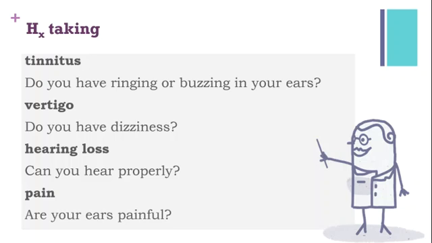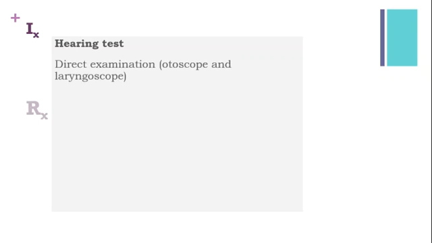With our next slide, we are going to have a look at the main diagnostic tools. A hearing test provides an evaluation of the sensitivity of a person's sense of hearing and is most often performed by an audiologist using an audiometer. In case of earache, direct examination using an otoscope and a laryngoscope is performed.